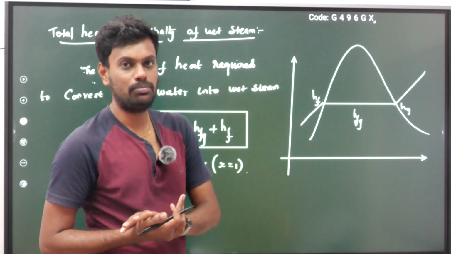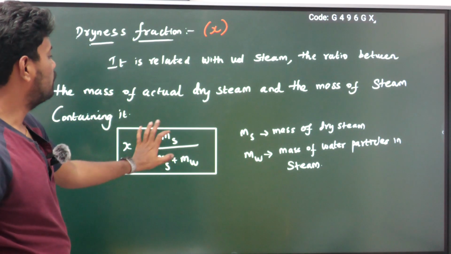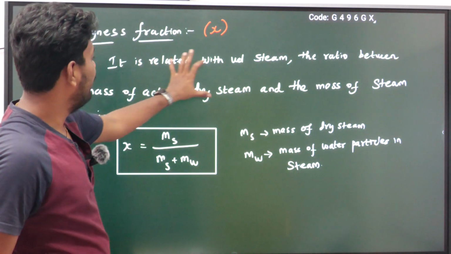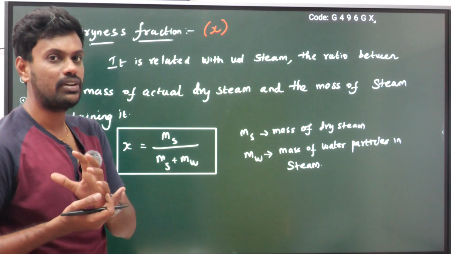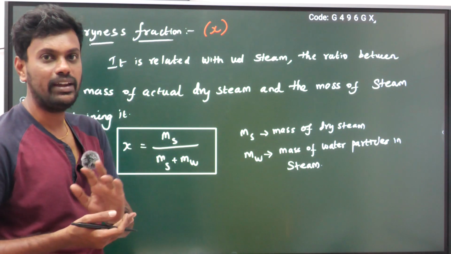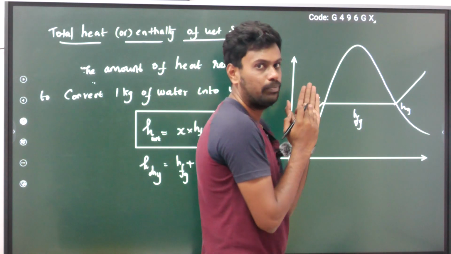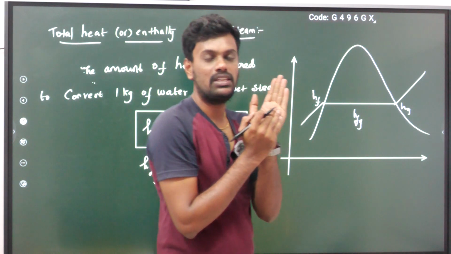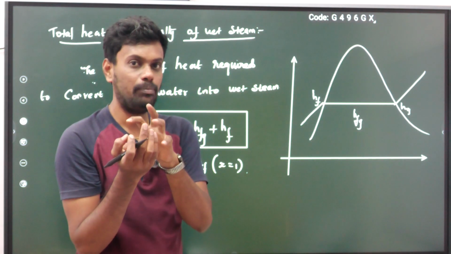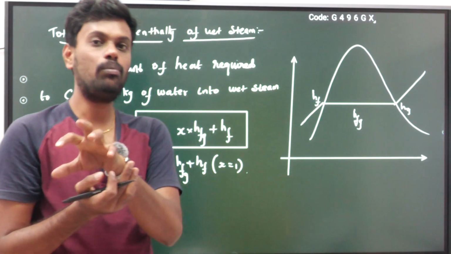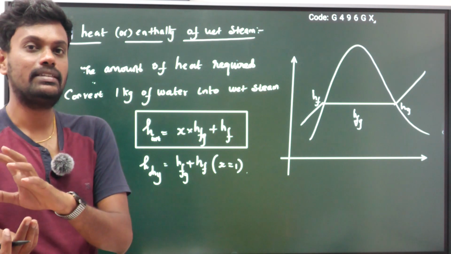So what does dryness fraction mean? If I supply heat, some amount of steam, that is the mass of dry steam, is there. It is related with wet steam, the ratio between the mass of actual dry steam and the mass of steam containing it. There is a ratio between the mass of dry steam, and in the denominator I have given ms plus mw. What is happening here? I am just converting the liquid into vapor. When I convert from liquid to vapor, there will be some amount of water particles present in the conversion. So in a particular amount of dry steam, how much steam have I produced, and in that steam, how many water particles are available? The ratio between the mass of dry steam and the steam containing it is called dryness fraction.